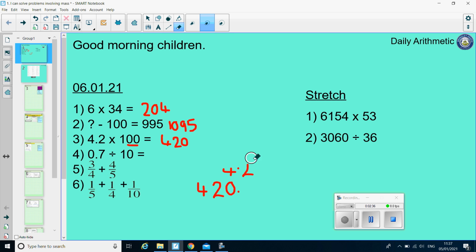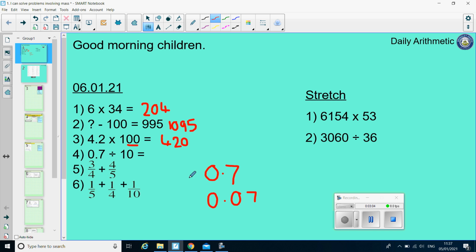Next question, very similar. This time I've got 0.7 divided by 10. To divide a number by 10, I move the digits 1 place, but this time I'm making it smaller. So instead of going 1 place to the left, I'm going to move the digits 1 place to the right. So I've got 0.7, and I'm going to move my 7 1 place to the right. I'll move my 0 1 place to the right, and I also need a placeholder 0 there. So my answer is 0.07.